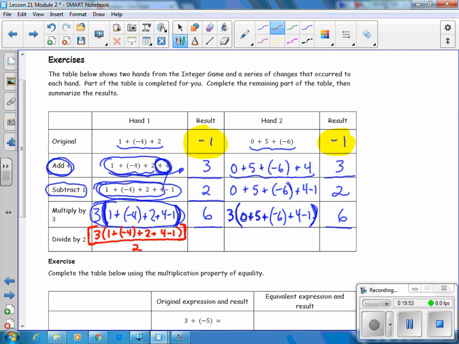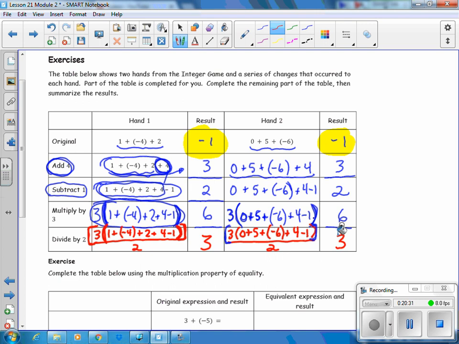So on your calculator, you would enter 3 times, parentheses, 1 plus -4 plus 2 plus 4 minus 1. Press close parentheses and equal. Then divide by 2. And you should have gotten 3 for an answer. So let's go ahead and write out the expression for hand 2 and then calculate that one as well before continuing. And you should have gotten 3 for an answer for that as well.